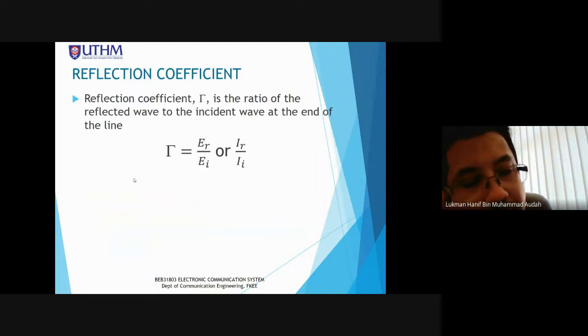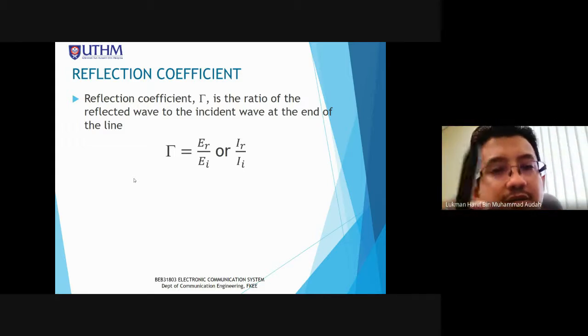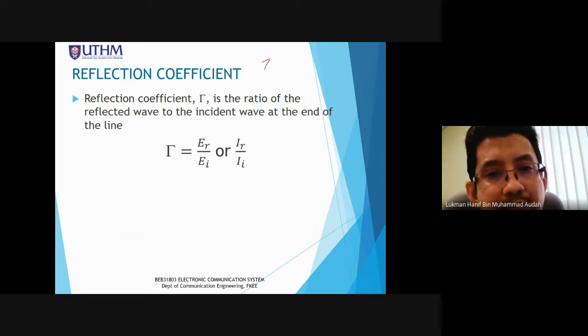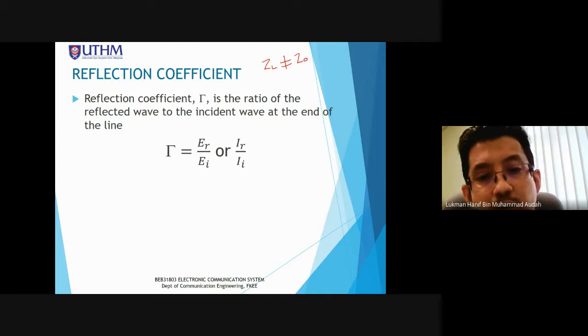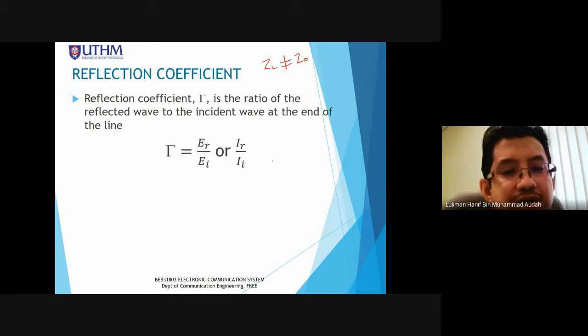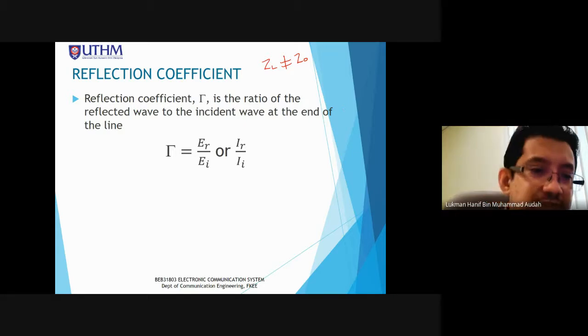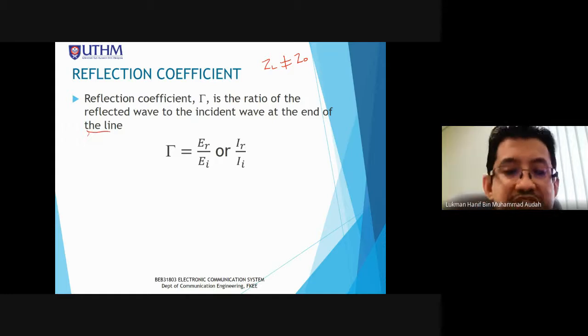Beberapa parameter penting berkenaan dengan incident and reflected wave. So disebabkan oleh load impedance not equal to the characteristic impedance, maka wujudlah beberapa parameter lain. Okay. Yang pertama adalah reflection coefficient, is the ratio of the reflected wave to the incident wave at the end of the transmission line, pada penghujung transmission line.